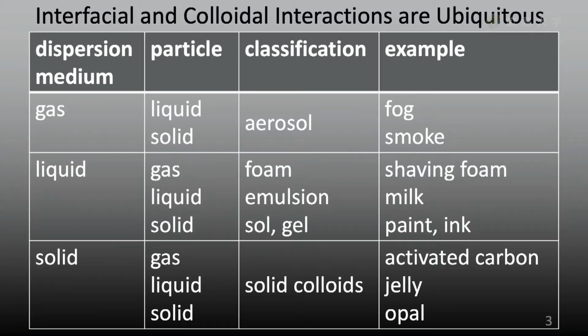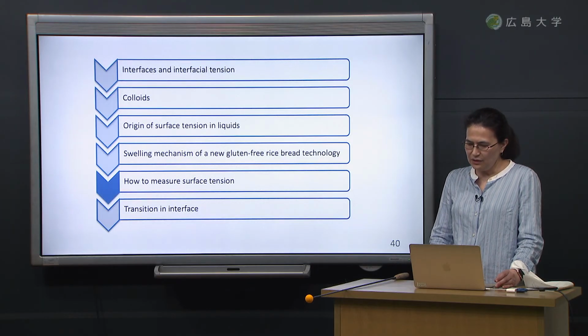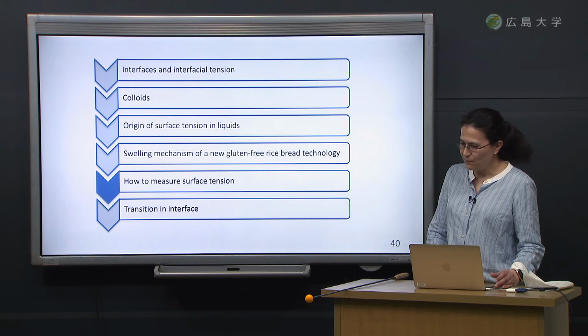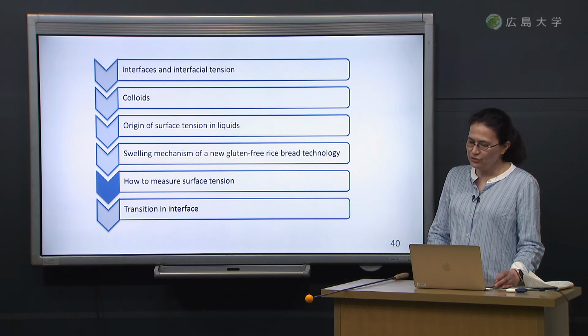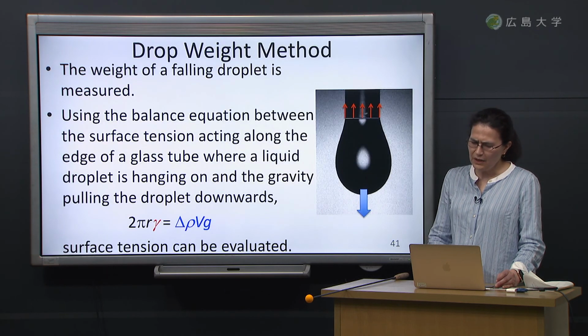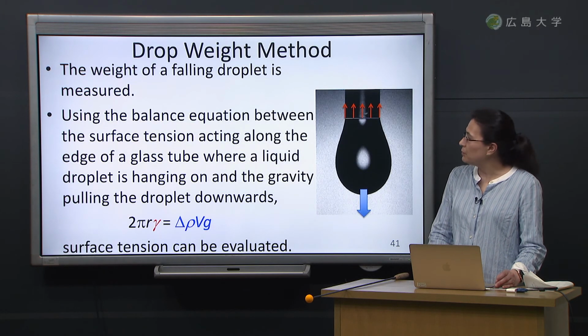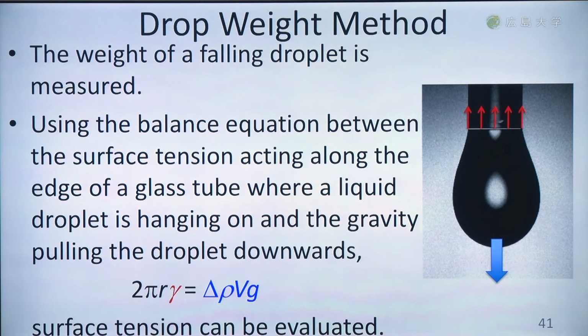So to control colloidal properties or to conduct researches on colloids, knowing interfacial tension is very important. How can we measure interfacial tension? There are many ways to do it. Now I'm going to show you some of them. The first is the drop weight method. You measure the weight of falling droplets.